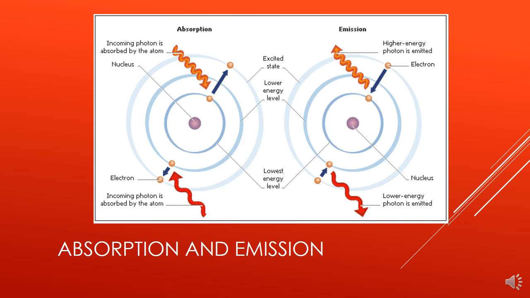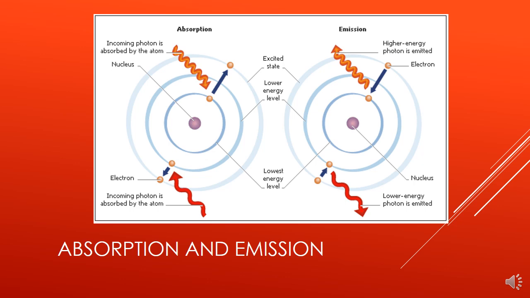So on the left, you can see this is a Bohr model representation of an atom. I have the nucleus in the middle, and the concentric circles represent different orbits or energy levels of the electron. On the absorption side at the top, the squiggly orange arrow is showing an incoming photon. It's absorbed by the atom. The electron, which is in the first circle, jumps up to the third circular orbit because of the energy from the incoming photon, which has been absorbed.